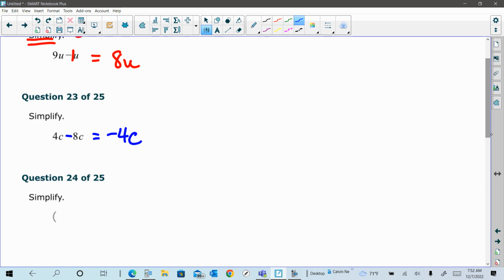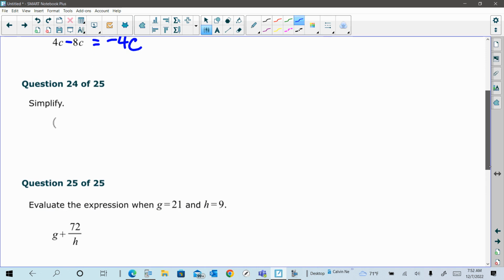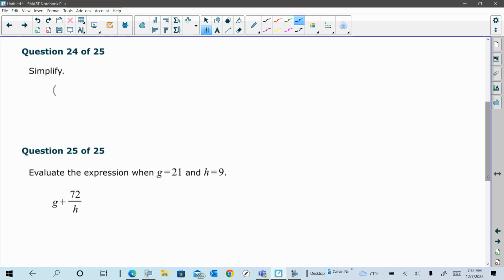Oh, and the last one is missing. I have no idea what it was. I think it was distributing. All right, so don't worry about the last one on here because it didn't print.